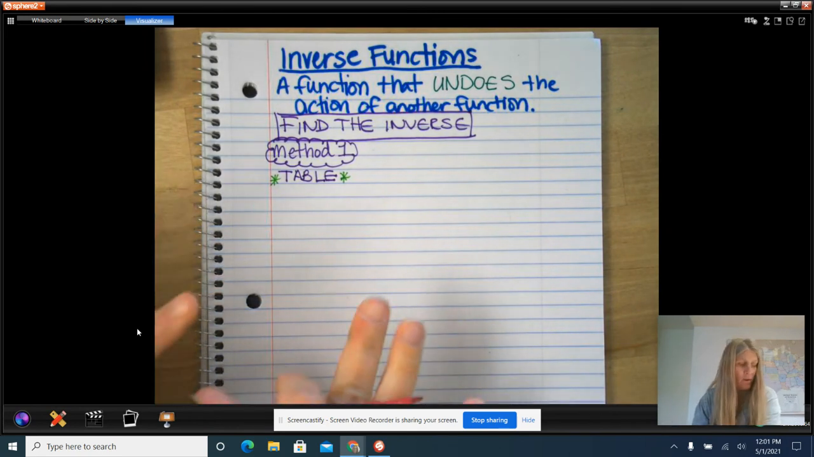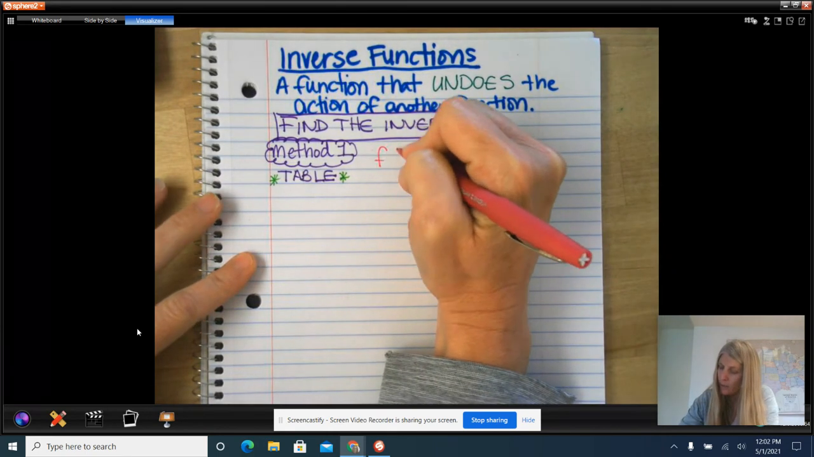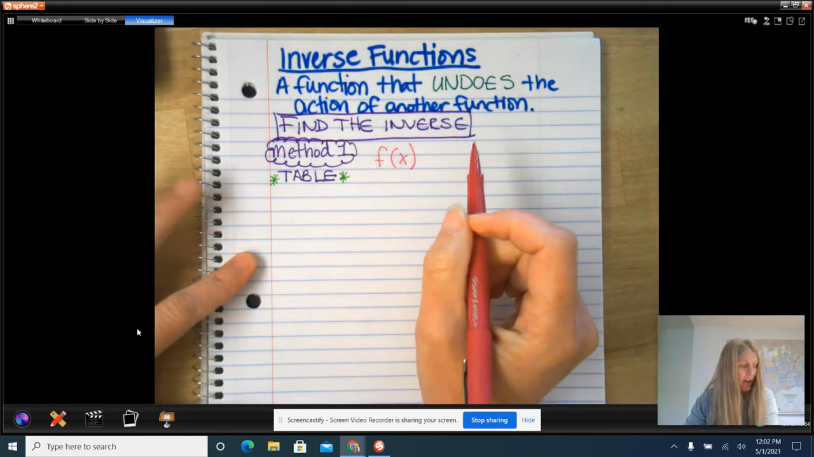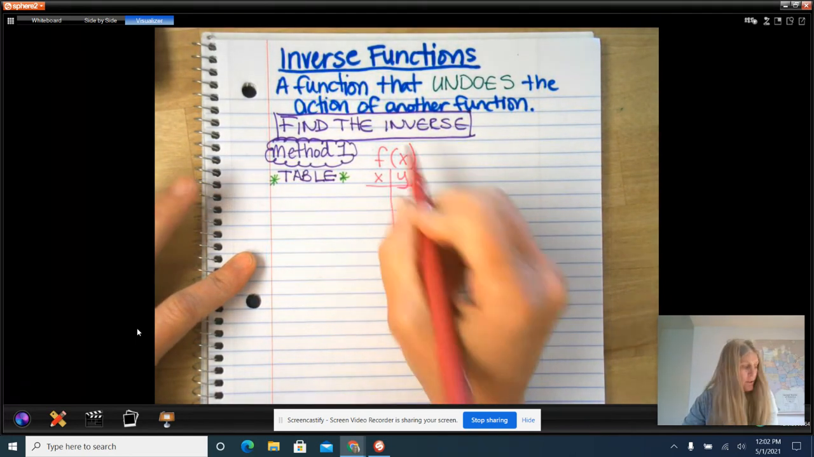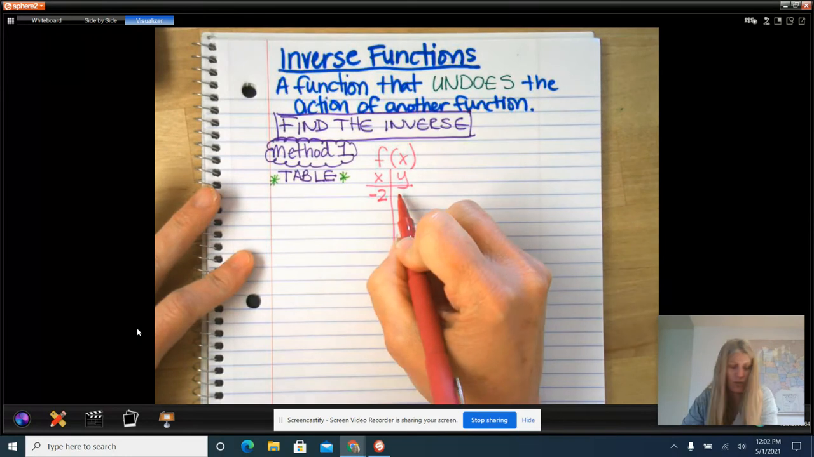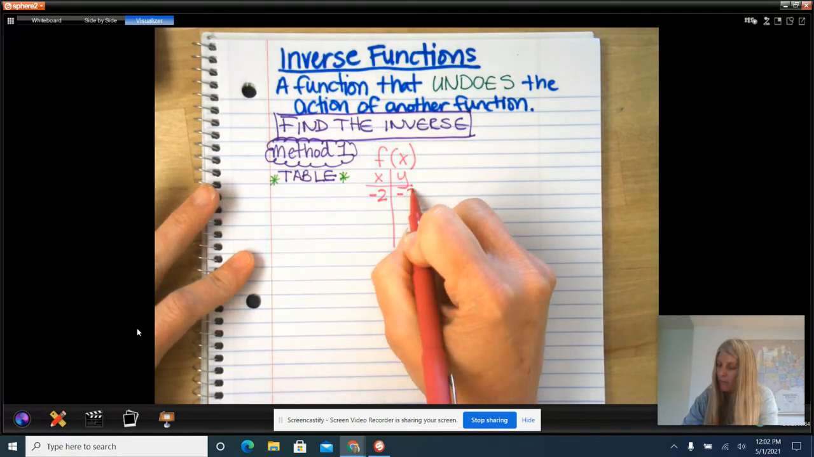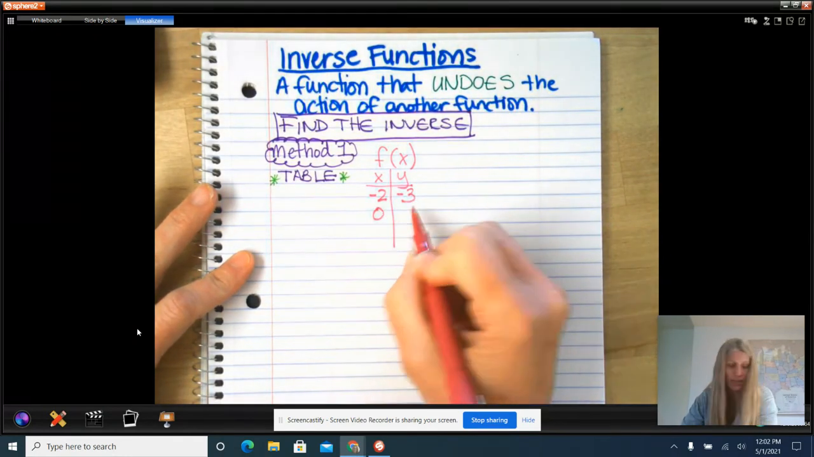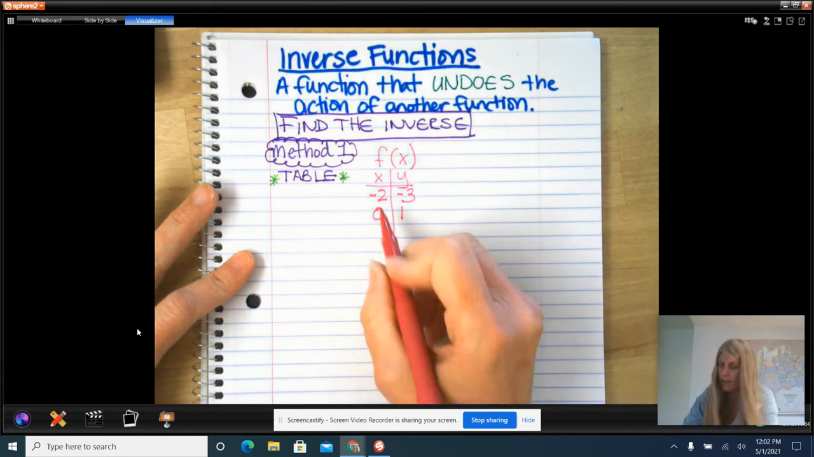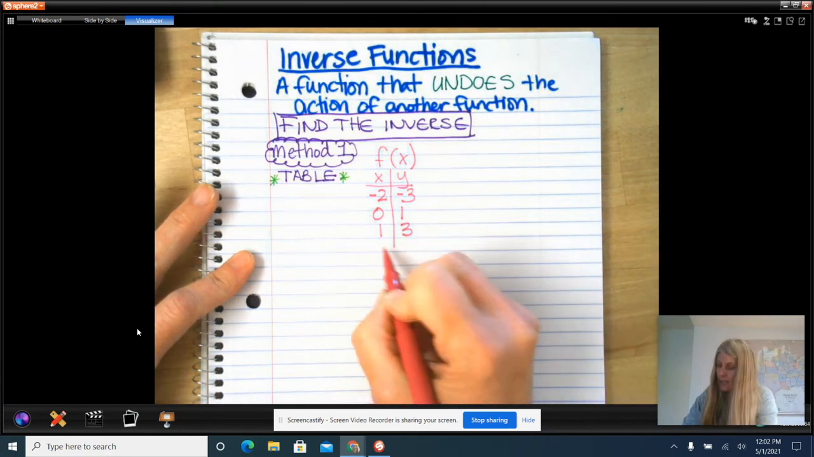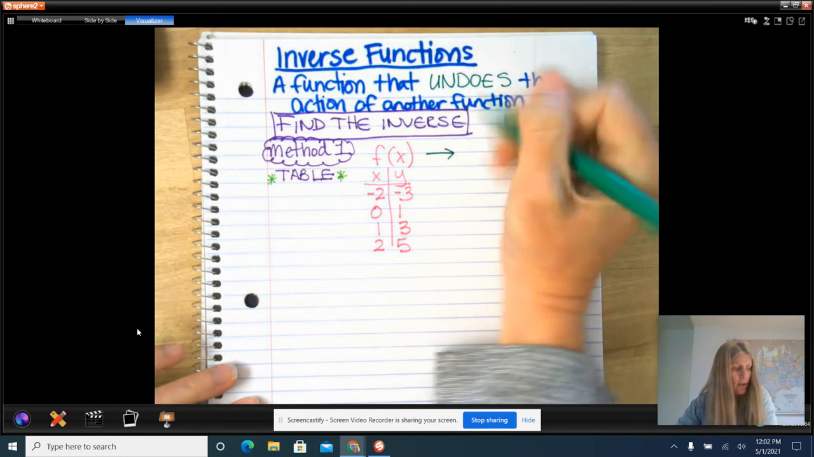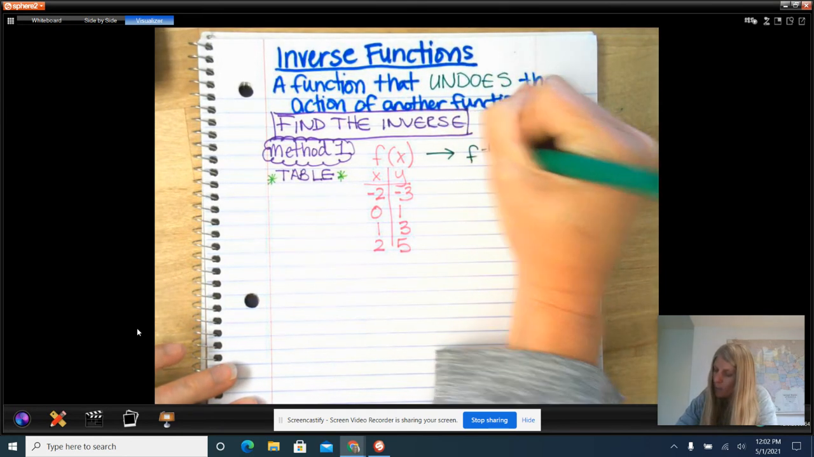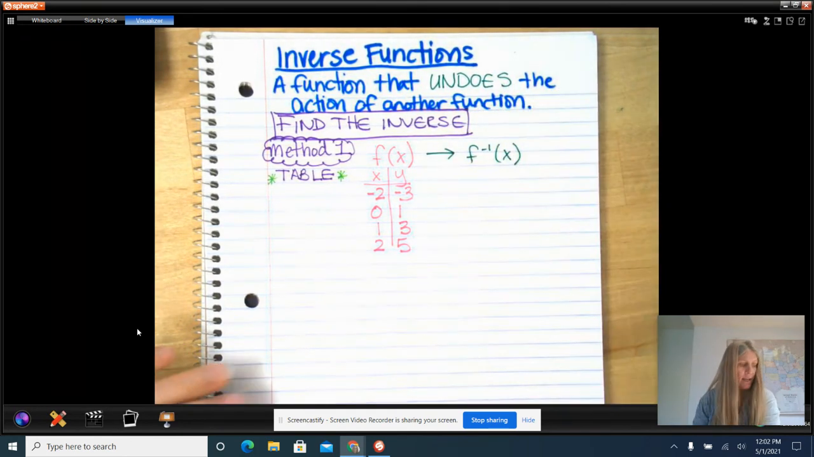So our first method, we're going to use a table. We're going to go ahead and look at a function of values, and we're going to look at it as an XY table. So our original function has an x of -2 and a y of -3. It has an x of 0 and a y of 1, a 1, 3, and a 2, 5. Okay? And we want to go ahead and find the inverse of this function, which is f of -1 to the x. And that's how we look at it.